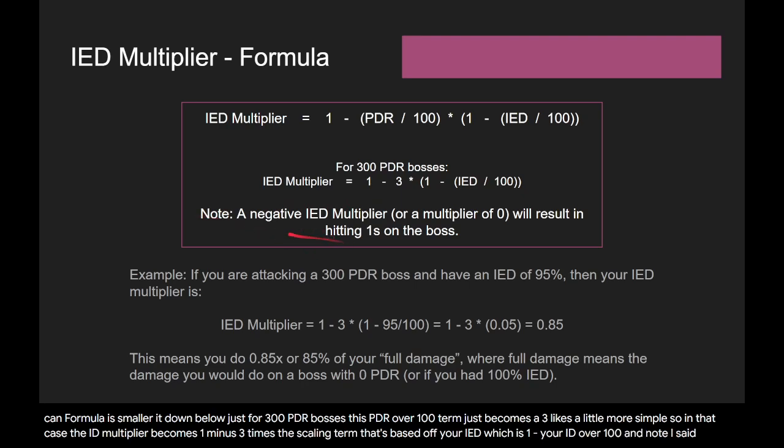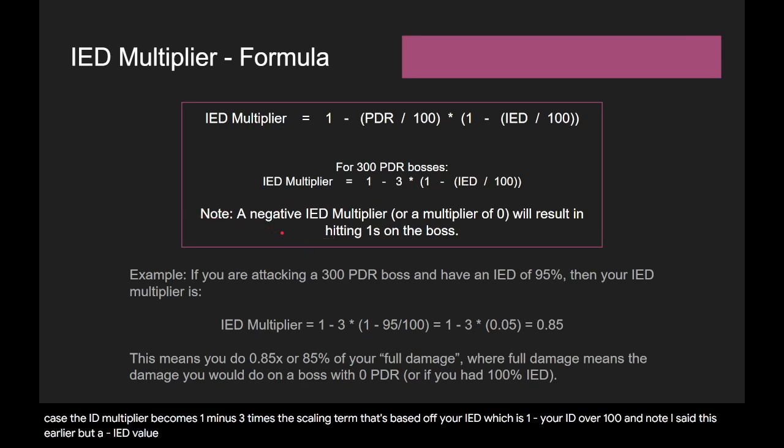And note, I said this earlier, but a negative IED value, or if your IED multiplier comes out to 0, this will result in you just hitting 1s on the boss. That's how the game handles that. You're not actually doing negative damage or anything.